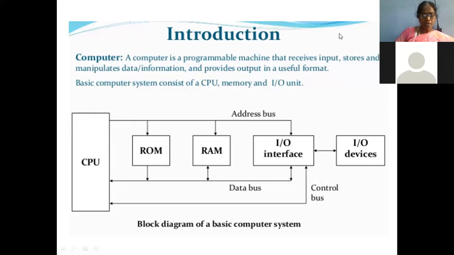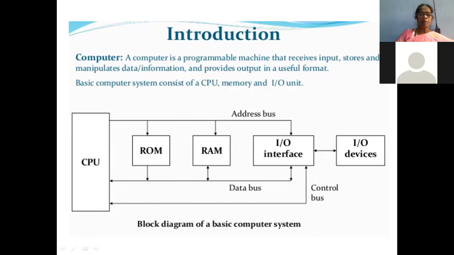So today's class will discuss the architecture of the 8085 microprocessor. Before going to the microprocessor, we'll see what a computer is. A computer is a programmable machine that receives input, stores and manipulates data, information, and provides output in a useful manner. A basic computer consists of a CPU, memory and an IO unit.